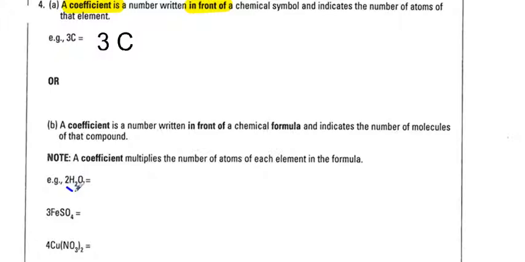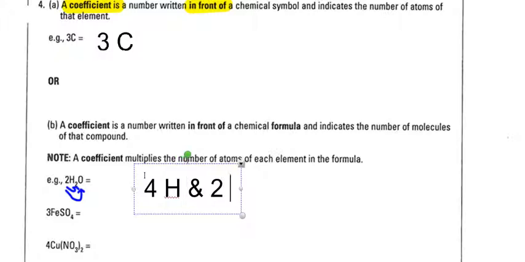So really you can think of it as, once again, multiplying by the number. So if I have 2 sets of H2O, I'm going to have 2 times 2, 4 H's, and 2 oxygens. I have to write the symbol there. And I guess that's 4 H's, sorry. And 2 oxygens.